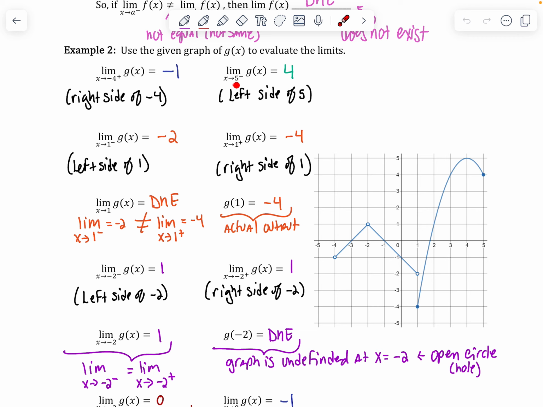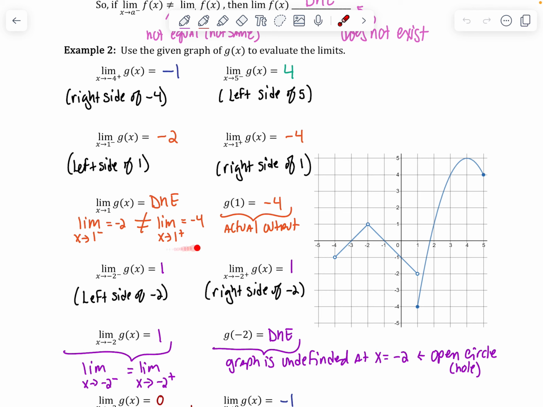What about if we were going to +5 from the left side? I'm going to come find +5. I'm up here on the graph, and I'm only looking at this section on the left side because of the minus sign, and it has a height of 4.